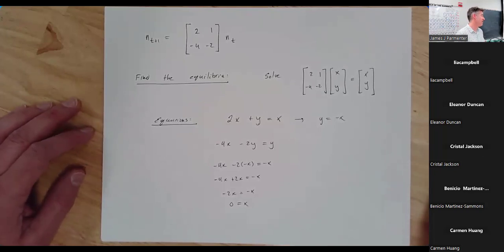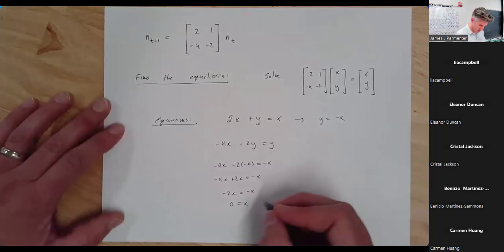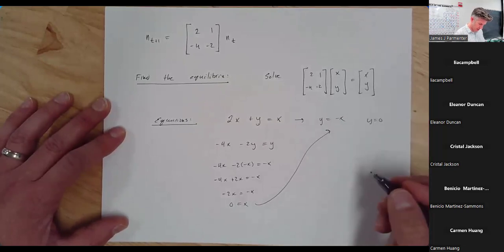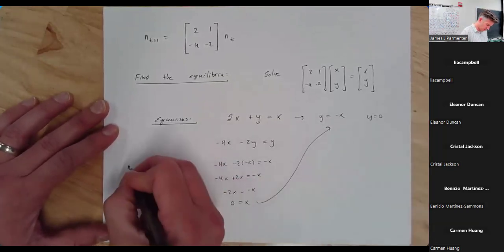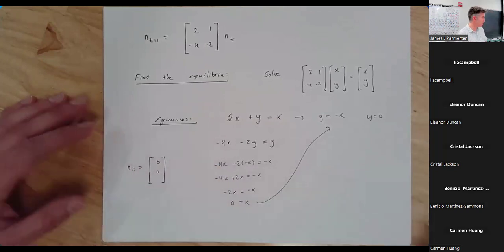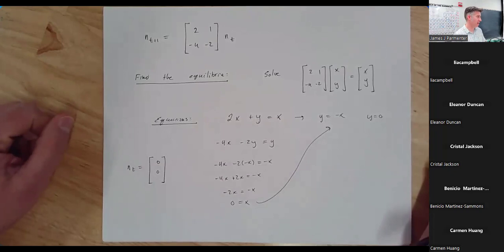And you know what? That happens a lot. So if x is 0, then y has to be 0. So in this case, the only solution is that 0, 0 is your only equilibrium. Sometimes that happens.